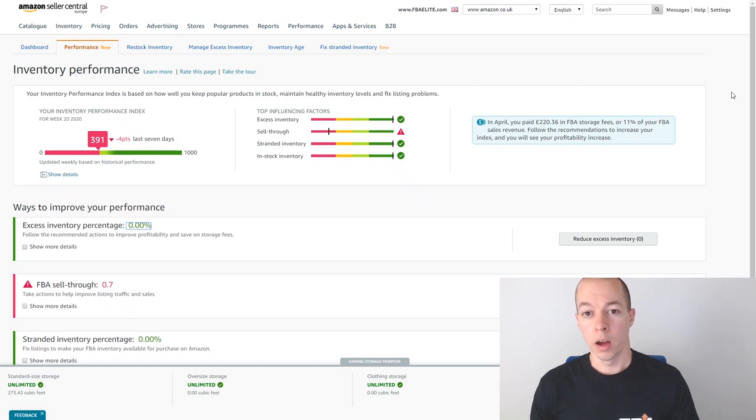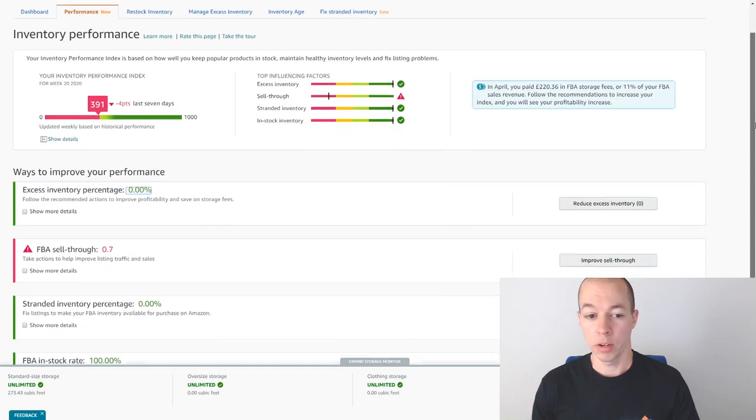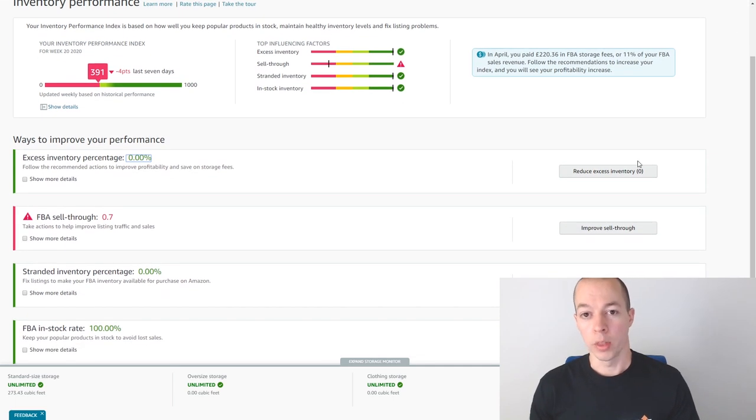Now, for those of you that are new to Amazon, the IPI is your inventory performance index, and it's the score that Amazon gives you based on four different metrics. Based on your overall score, they will then give you a threshold as to how much inventory you can send into the Amazon fulfillment centers for the next quarter. So at the moment, my IPI is 391, which wasn't an issue a few days ago, but I'll come back to that in a moment.